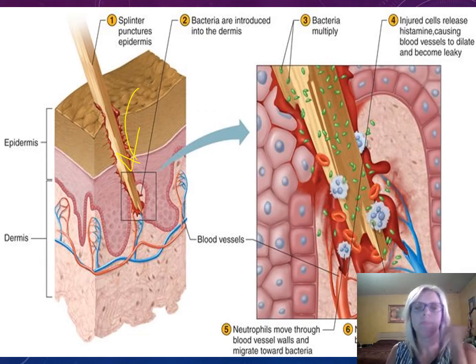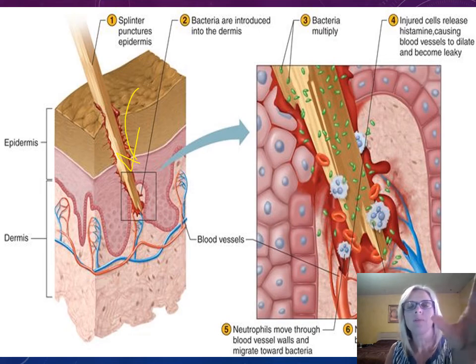So injured cells are going to send out an alarm message. Basically, they're going to release histamine. That histamine is going to dilate the blood vessels, make them larger, and allow more fluid, more white blood cells, more stuff that we need basically to repair the damage. And so we say they are leaky.